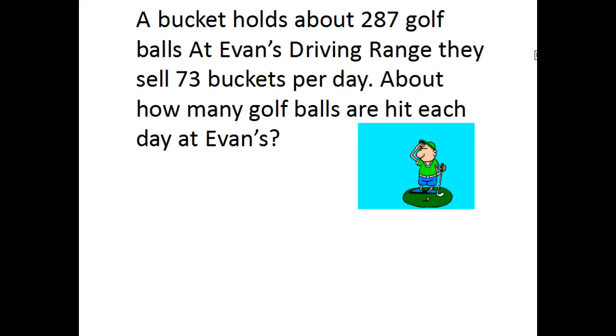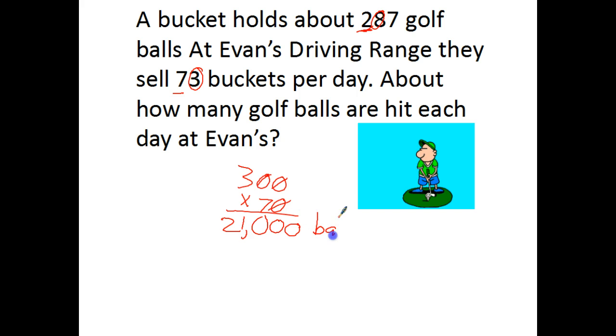A bucket holds about 287 golf balls at Evans driving range. They sell 73 buckets per day. About how many golf balls are hit each day at Evans? So I'm going to round both numbers off. 287 is going to go to 300. 73 is going to go to 70. Multiply, 1, 2, 3 zeros. 7 times 3 is 21. 21,000 golf balls hit each day at the driving range.